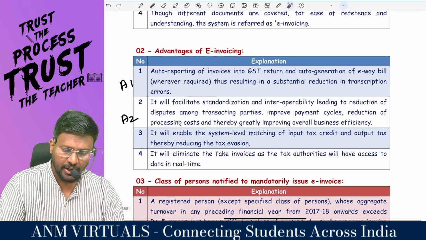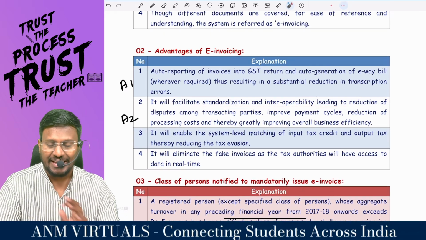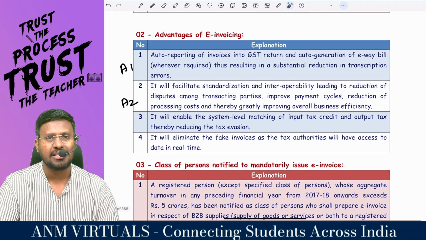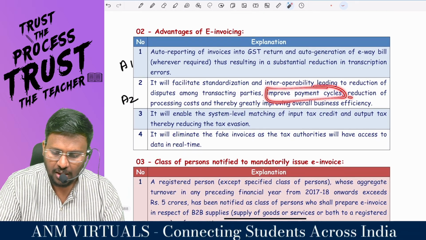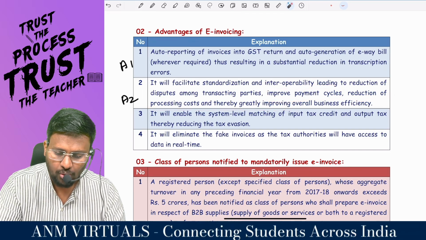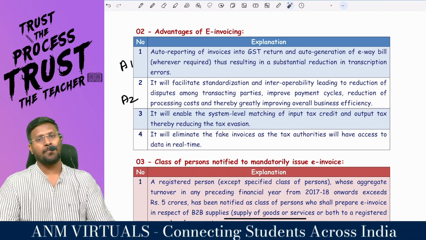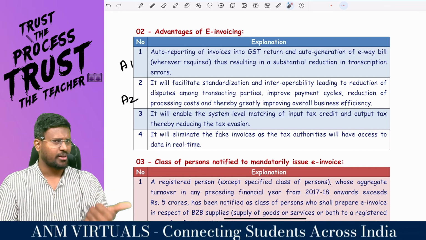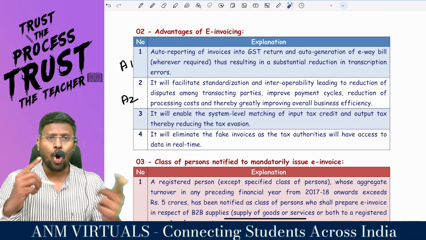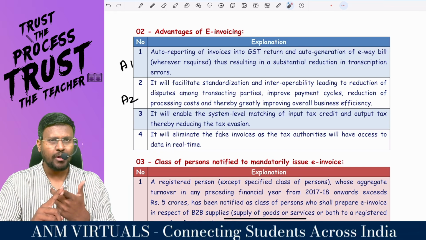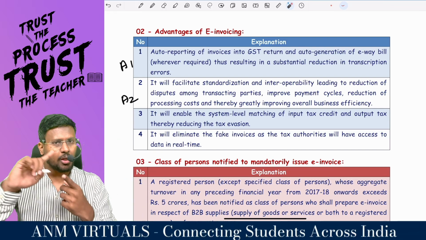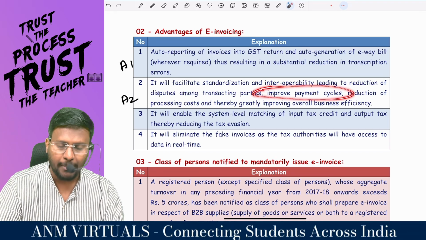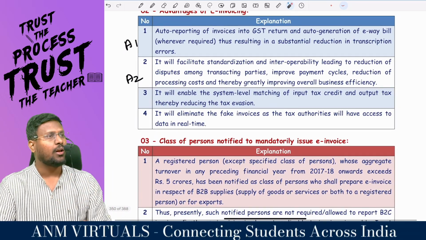Coming to advantage number 2, it will facilitate standardization and interoperability, leading to reduction of disputes among transacting parties. Improved payment cycle, reduction of processing costs, and thereby greatly improving overall business efficiency. That means it will become standard. There will not be any error in the invoice. Interoperability means I can raise the invoice, the recipient can quickly get the invoice, automatically it will be uploaded in the return cycle, and I can easily track it and improve the payment cycle. Overall, my business will grow like anything.